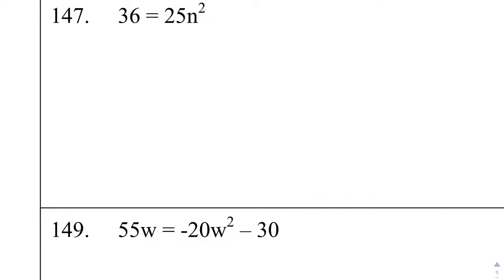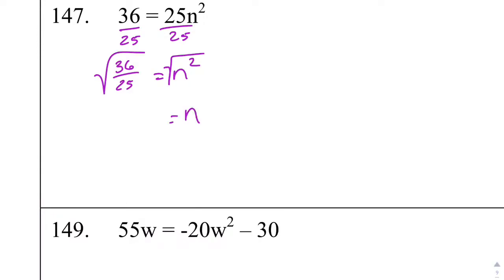The first way is to just divide by the 25. So now 36 over 25 equals n squared. And then take the square root of both sides. So n equals, and the nice thing when we have a square root of a fraction is you can do the square root of the numerator and the square root of the denominator. So then that is going to be 6 over 5. Now, because we took the square root in solving, we have to consider both the positive and the negative. So we actually have two solutions. They are the plus and the minus.